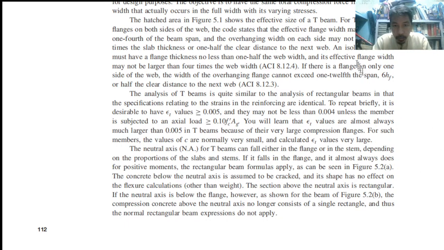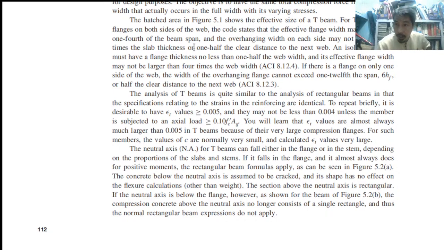So, the overhanging width on each side may not exceed 8 times the slab thickness. Okay. It is a code provision. 8 times. Okay. So, the effective flange width may not exceed 1/4 of the beam span, and the overhanging width on each side may not exceed 8 times the slab thickness. Okay? So, 8 times the slab thickness.